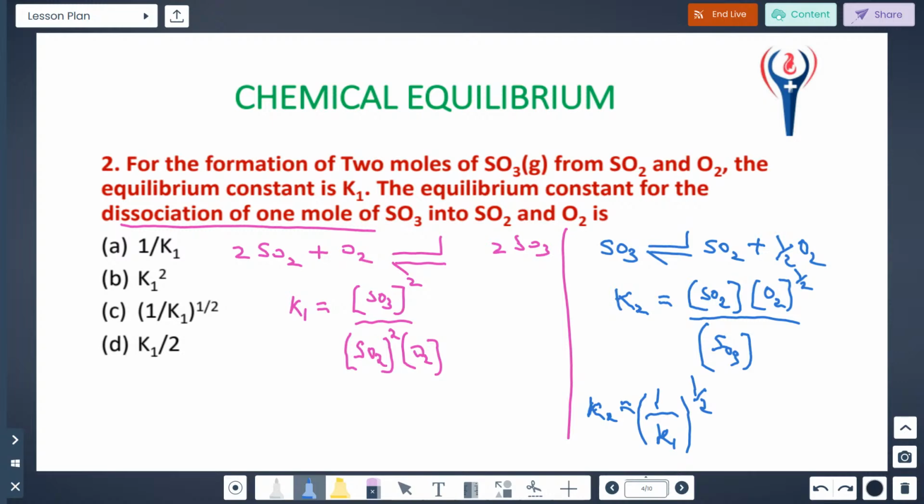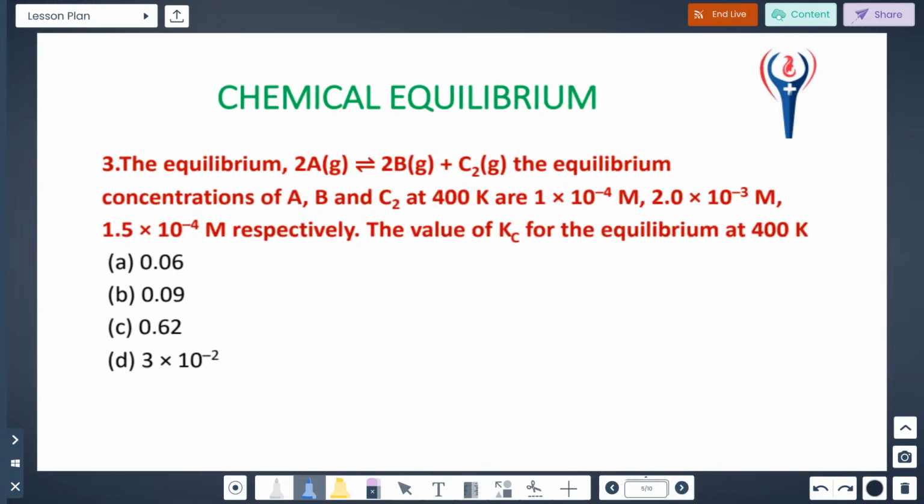Right. Next one. Simple one here. The equilibrium constant. They are asking to find only the value of Kc. So one equation is given. Simple. So we have to find the equilibrium constant. So what is the Kc value? Outright, Kc is equal to what?